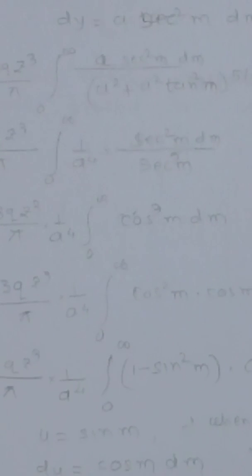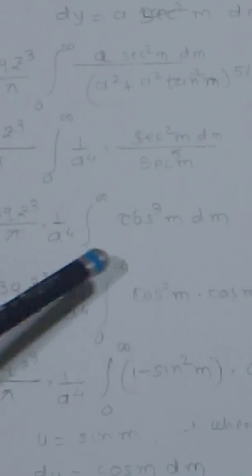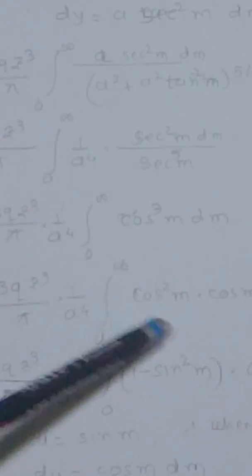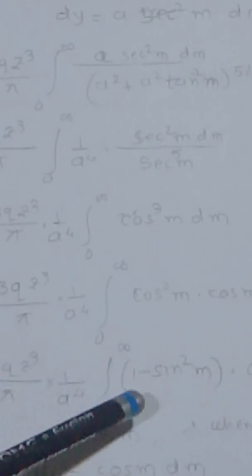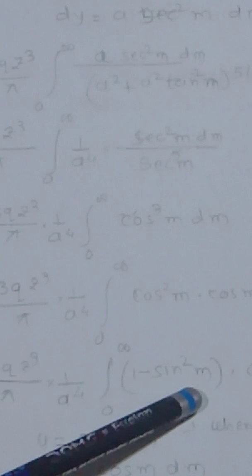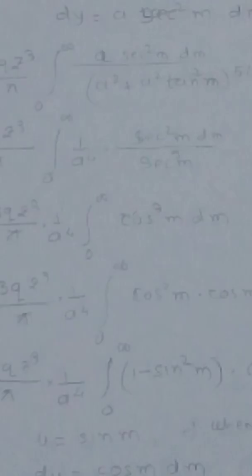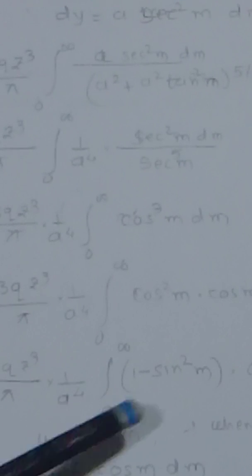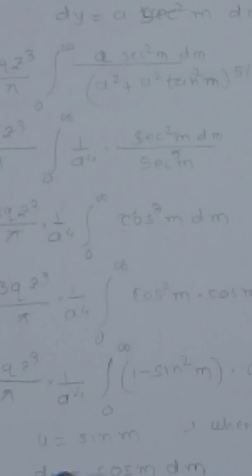I made one small attempt. Cos cube m as cos square m into cos m. Cos square m can be written as 1 minus sin square m, into cos m. Then again you can substitute, let us say u is equal to sin m. So therefore du is equal to cos m dm.